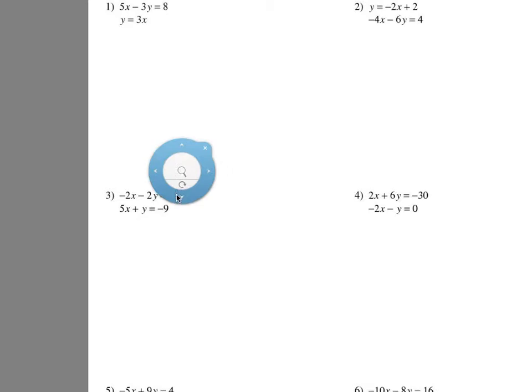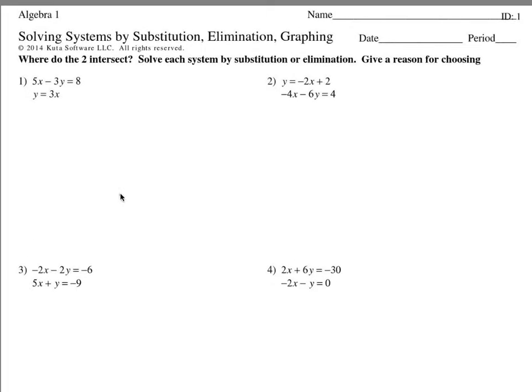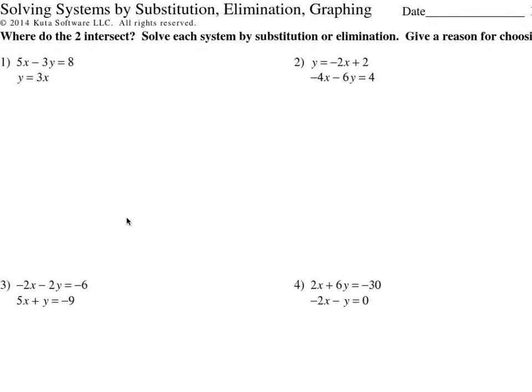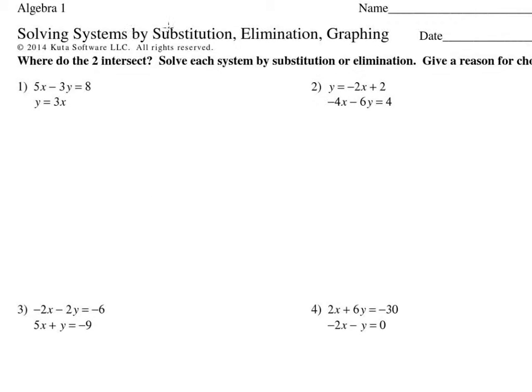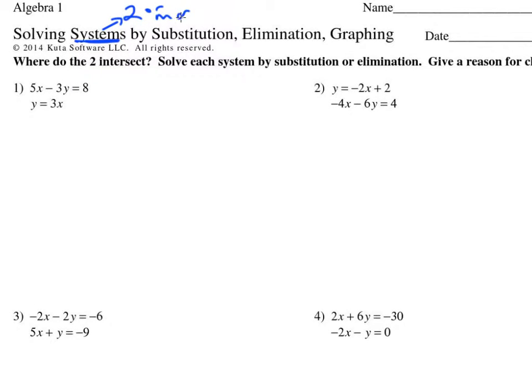Okay, so we have seen three ways now to solve systems. Remember, a system is anything with two or more equations. And remember, when we say solve, to solve a system means to find the x and y that works for both, right? It works for both. We have learned three ways.